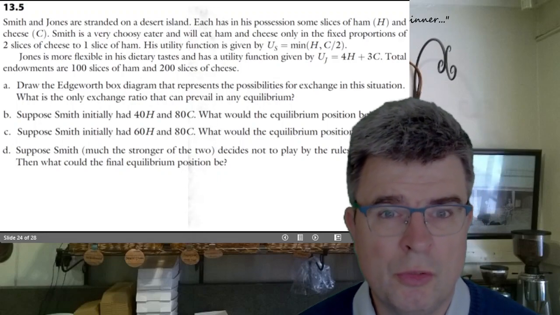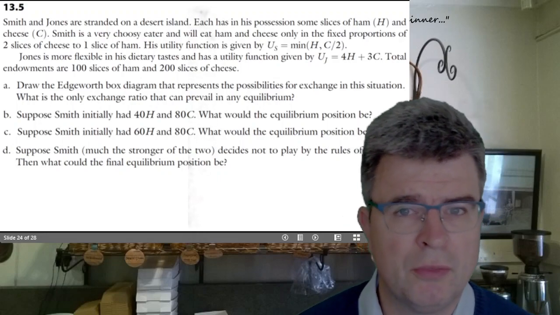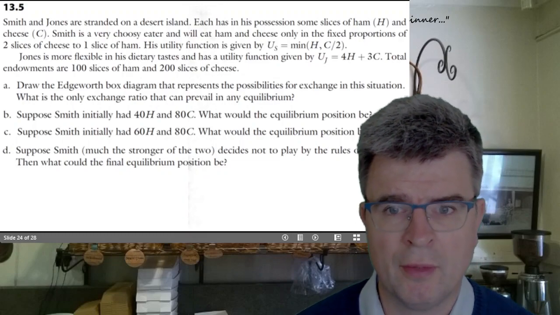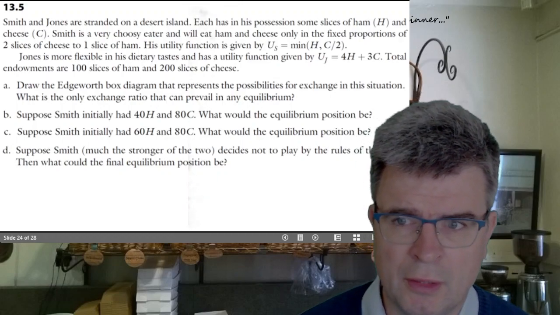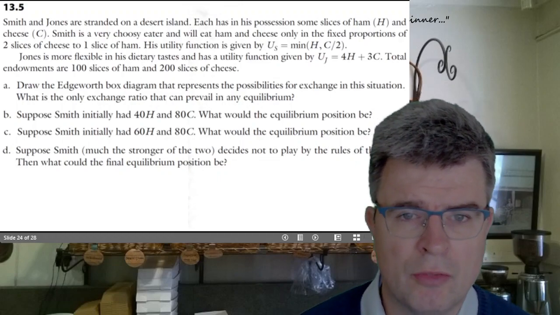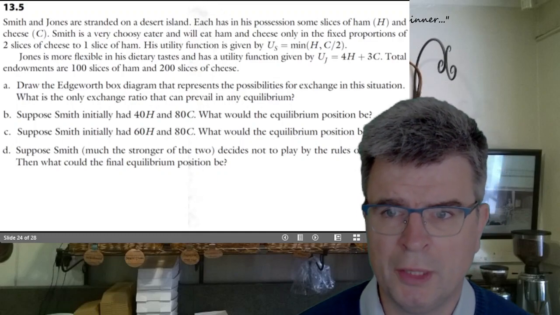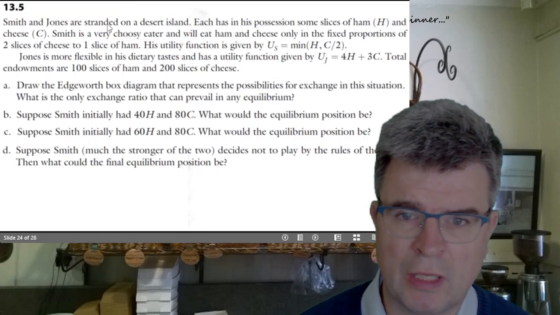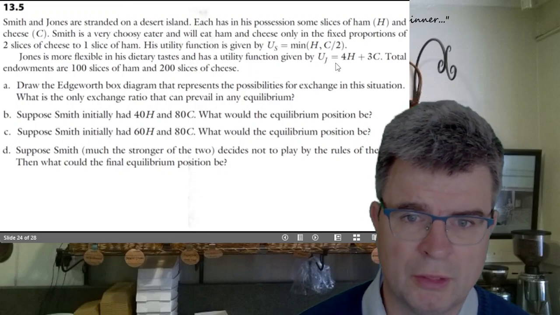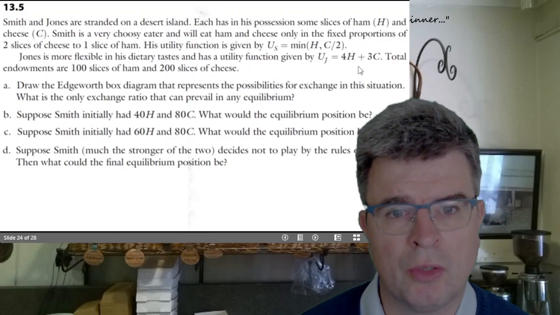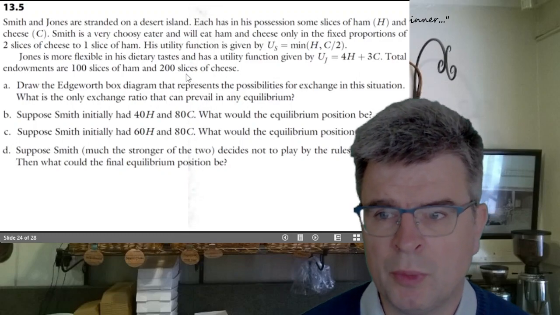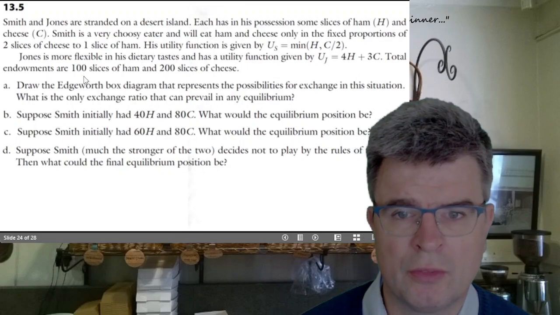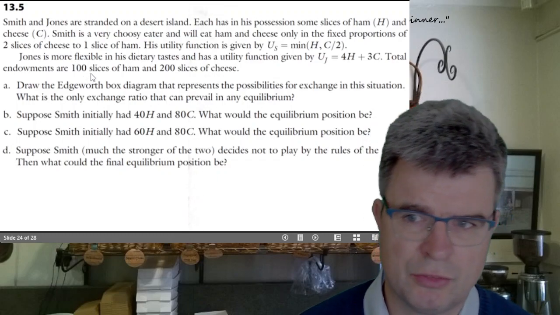In exercise 13.5, we find Smith and Jones on a desert island, and they only have slices of ham and cheese. Smith is a very choosy eater, so he will only consume ham and cheese in fixed proportions of 2 to 1, and Jones is more flexible. Actually, he's very flexible because his utility function is one of perfect substitutes. And they are stranded with an endowment of 100 slices of ham and 200 slices of cheese.